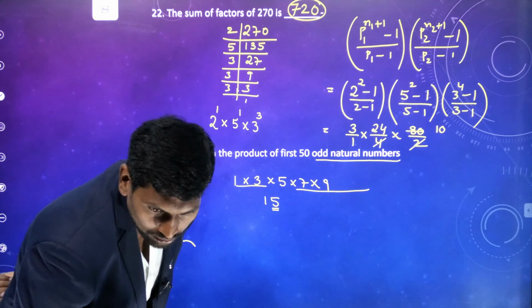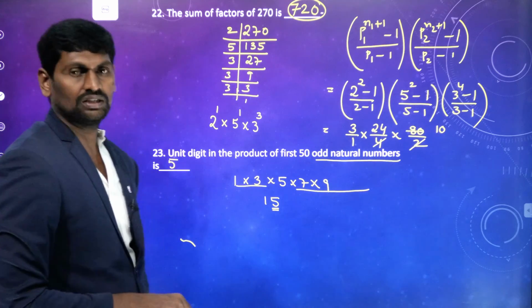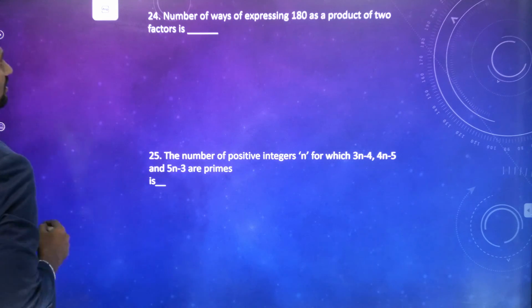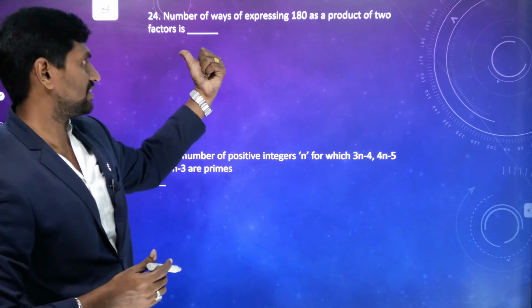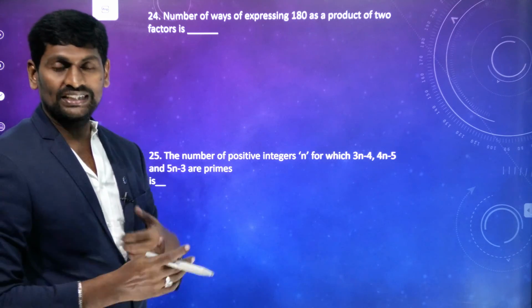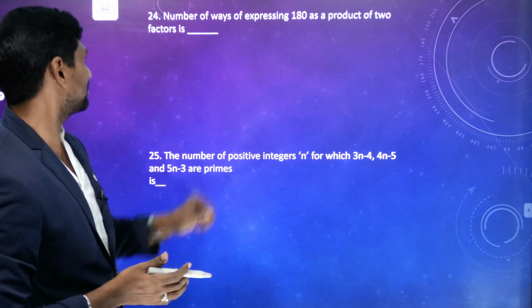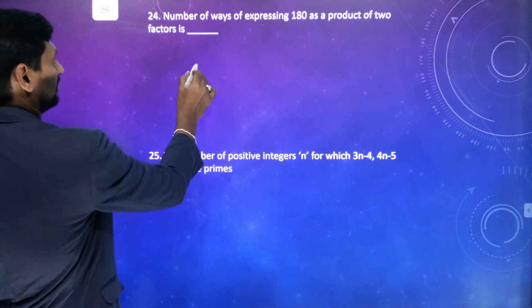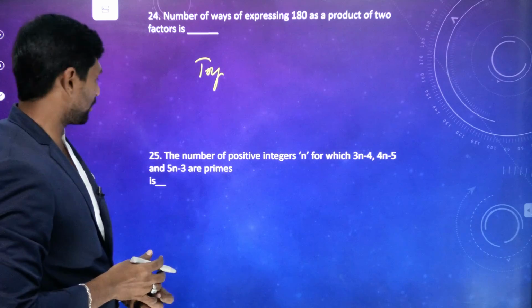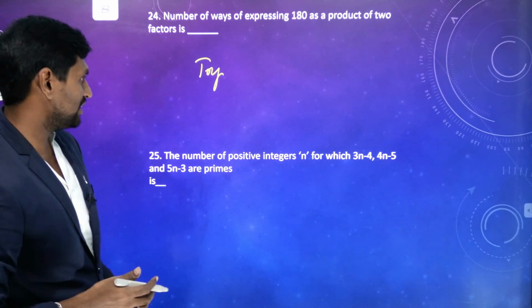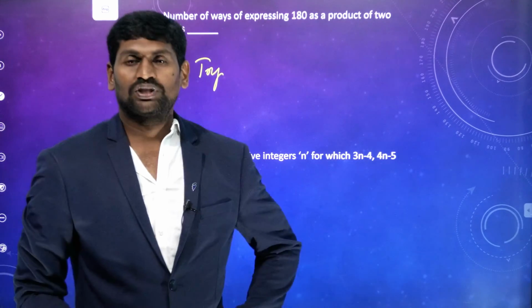Now we have the number of ways of expressing. This question we already discussed. Two formulas I gave, no? Distinct or same, two factors. This one you try. Try this 24th problem and 25th problem. The number of positive integers, this will take some time. So thank you one and all.